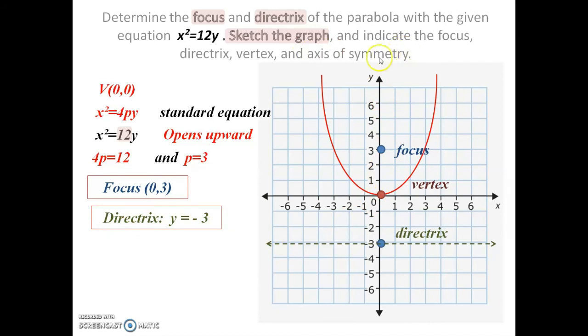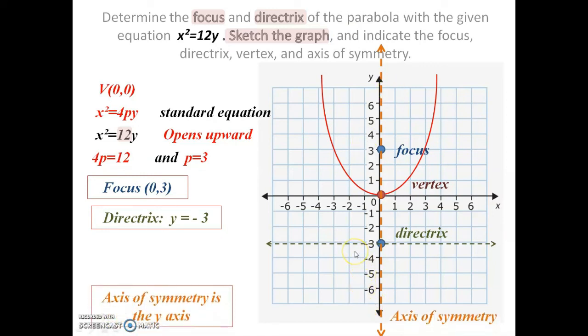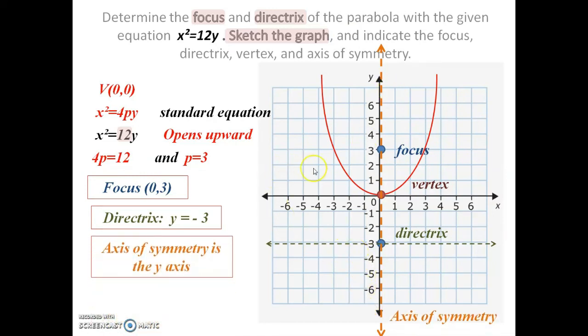And for the last one, we need to find the axis of symmetry. Since we have this standard equation, x squared equals 4py, with a horizontal directrix, and our parabola is opening upward, the axis of symmetry is always the y-axis. And we're done. We have found the focus, directrix, and axis of symmetry, and we graphed the parabola.